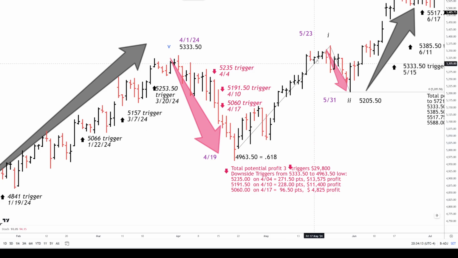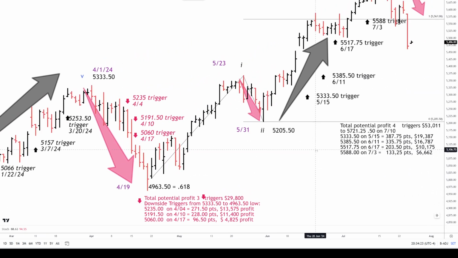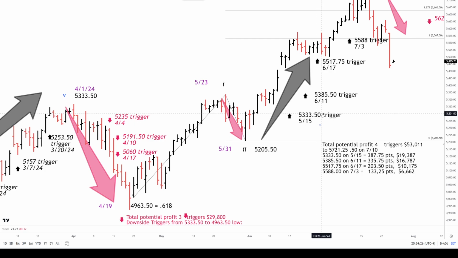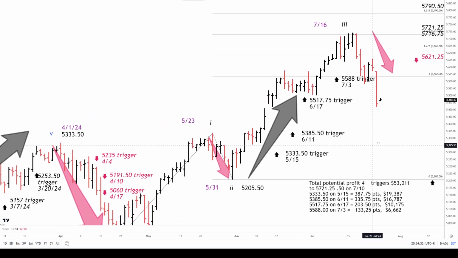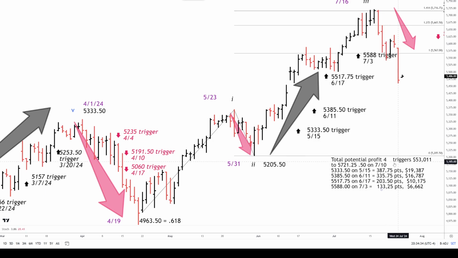This move up here, we really didn't have a trigger, and it really didn't do a whole lot because it just barely eclipsed the previous high, okay? So we had this up here and then this down here, and then we had a few more triggers activated to the upside along the way. You can see them there. There are the 4 triggers into that 57.21 high, okay? And those 4 upside triggers yielded 53,011.